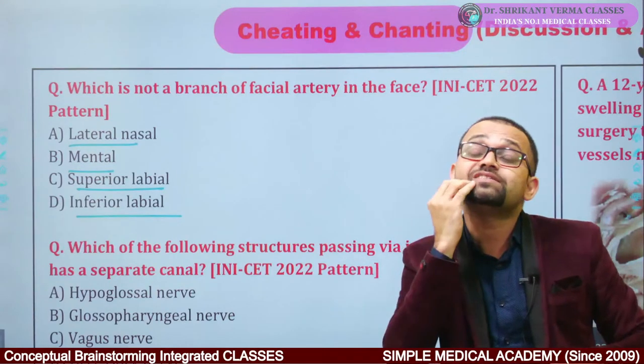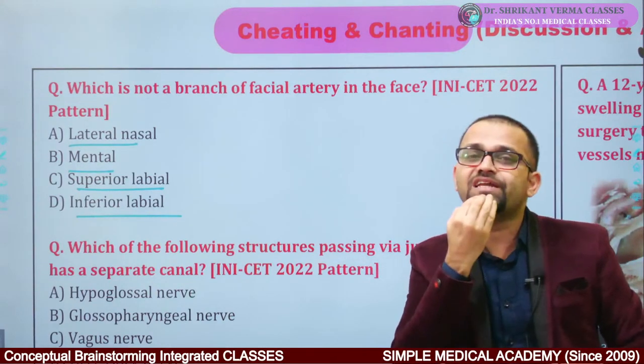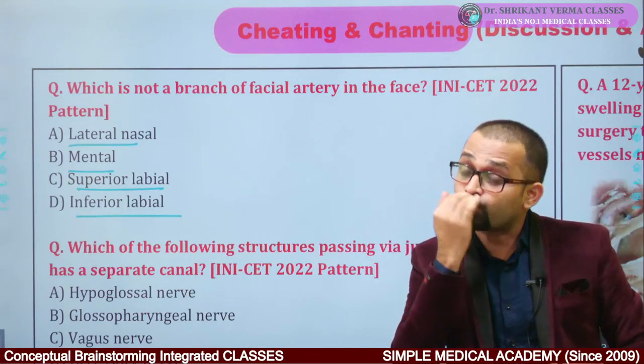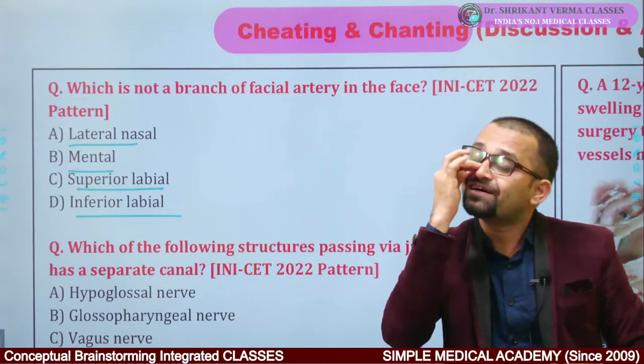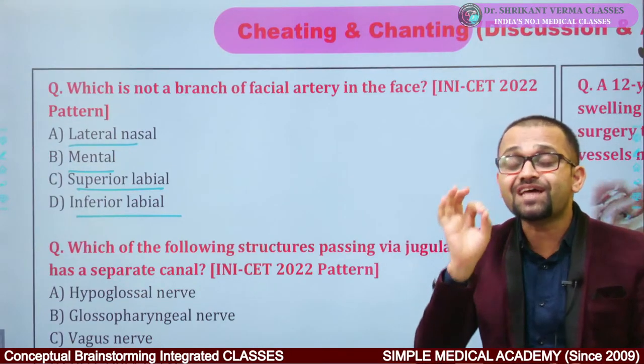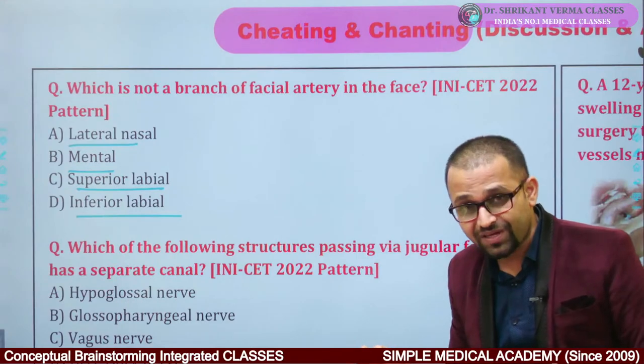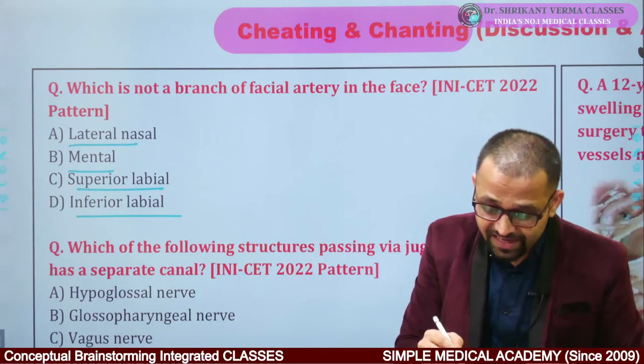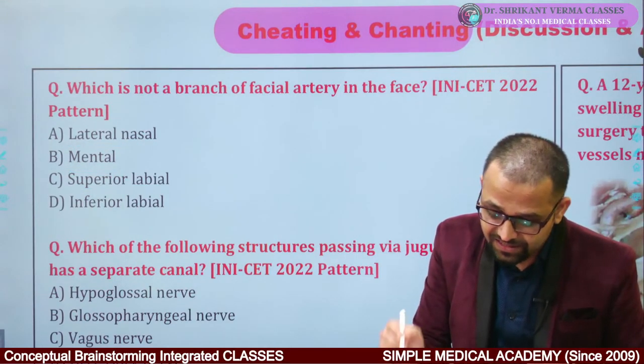When the facial artery comes, sir, first the lower lip came, inferior labial, then the upper lip came, superior labial, then the lateral part of the nose came, lateral nasal, then it went to the angle of the eye, angular artery. So these are our different branches. Okay, so which is not the artery? Yes, your answer is here.